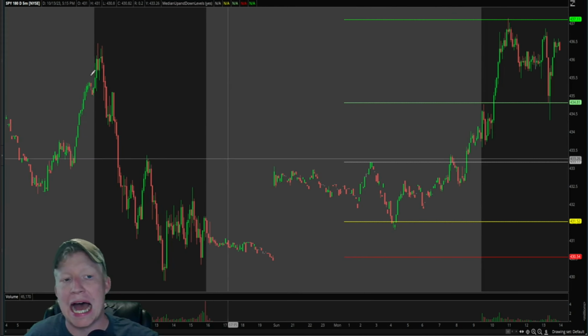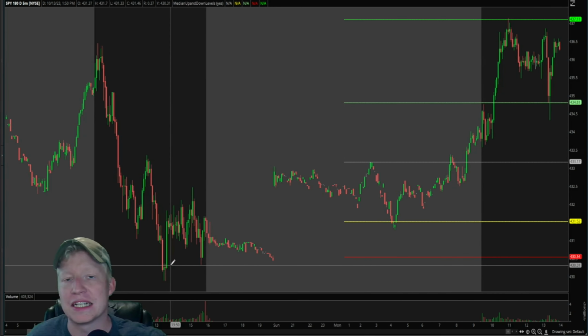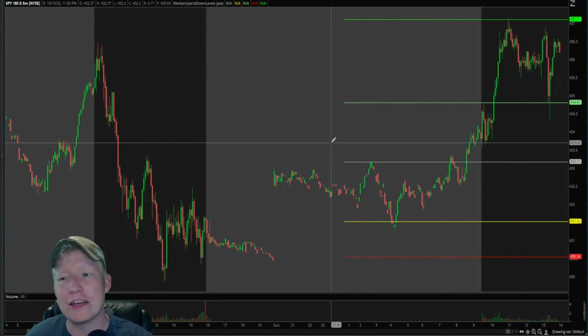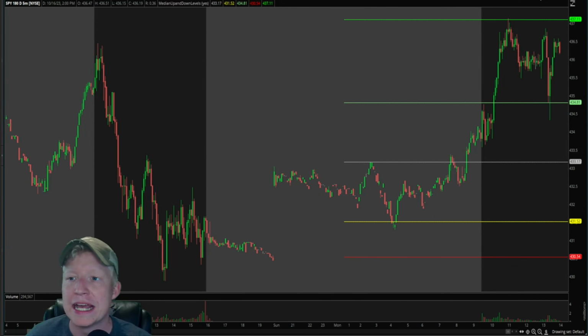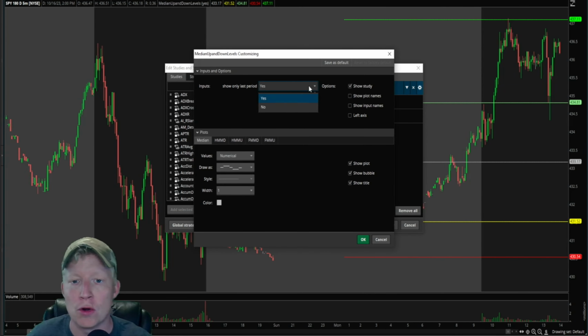So once again, it's not just showing you yesterday's high and low. It is using volatility calculations in order to help give you levels where SPY could go to today, right? If I jump into the study, and of course, if you go to the link in the description down below and you download this indicator, you will also have this setting, show only last period.